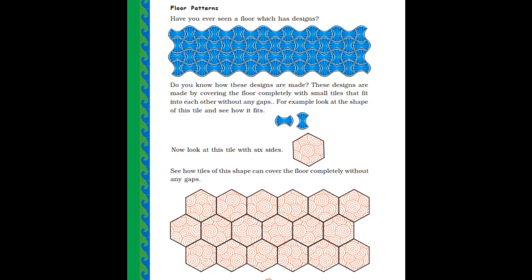Now, children, have you seen a renovation work at your houses? The mason fixes the tiles in such a way that there is no gap between two tiles and they make different designs. Now look at this tile with 6 sides. See how tiles of this shape can cover the floor completely without any gaps.